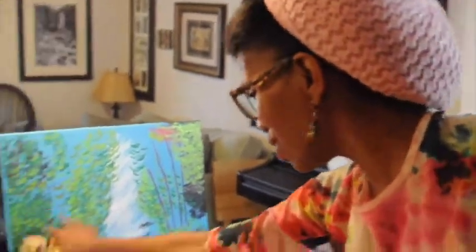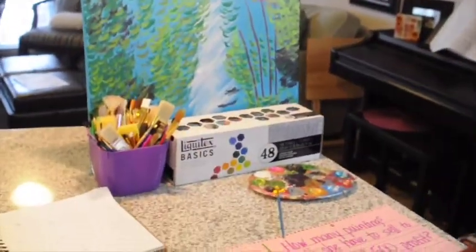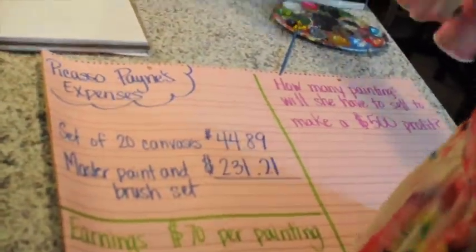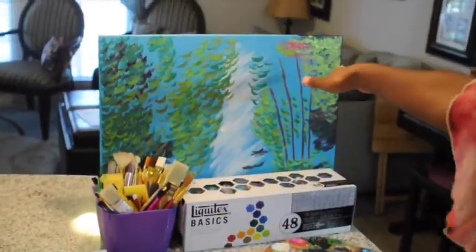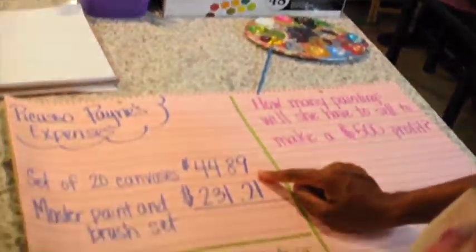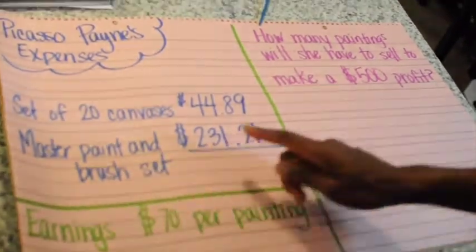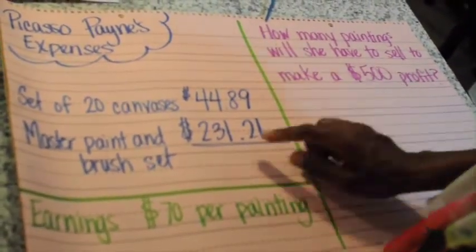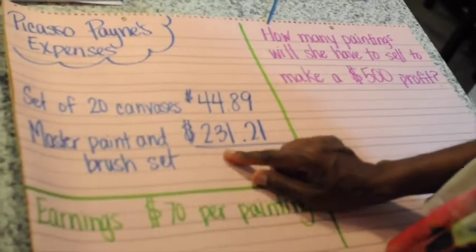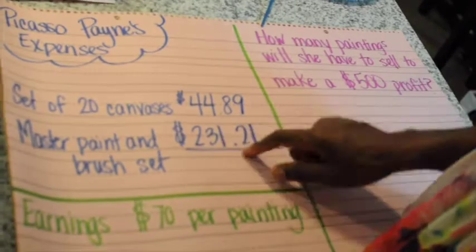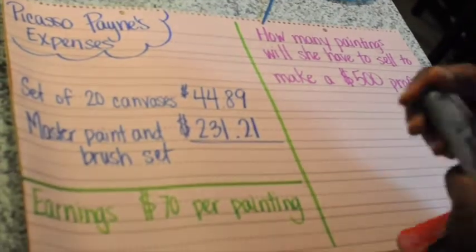Look at these brushes. Look at this paint, right? So I just got a set of 20 canvases. This here is a canvas. I already started working on this one. But I got a set of 20 because that's how they came. And those were $44.89. And then I got this master paint brush and paint set. And look at that. Look at how much that set me back. Are you catching that number? If you didn't know, that's actually a lot of money for some paint and some paintbrushes.